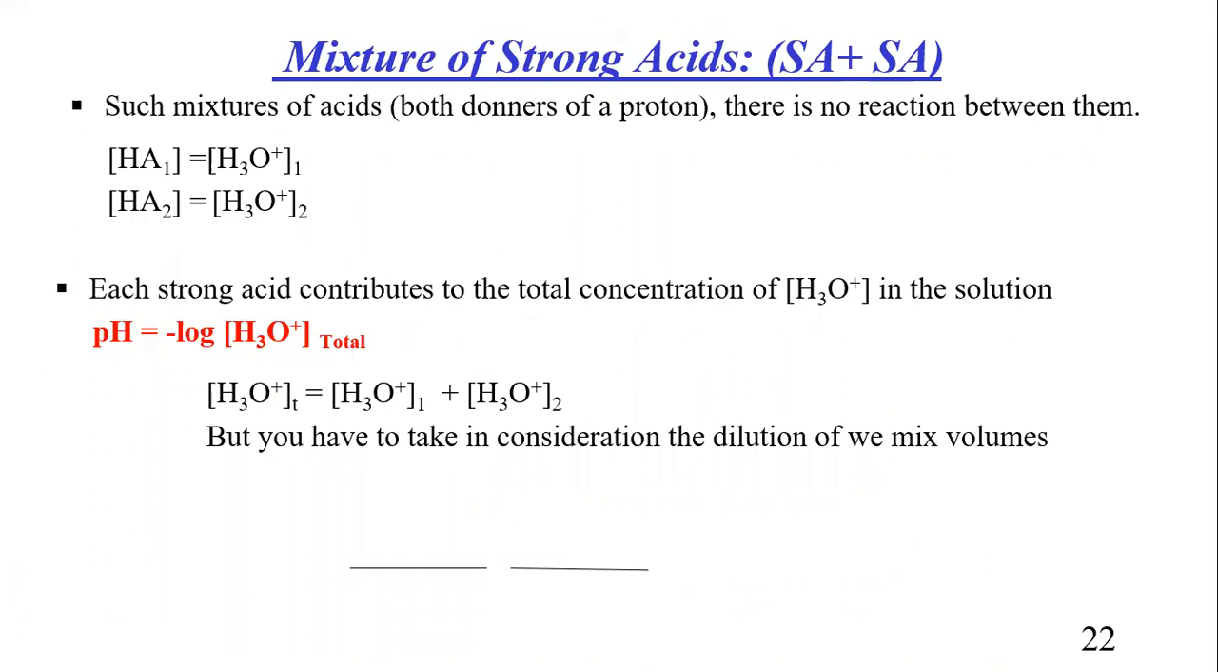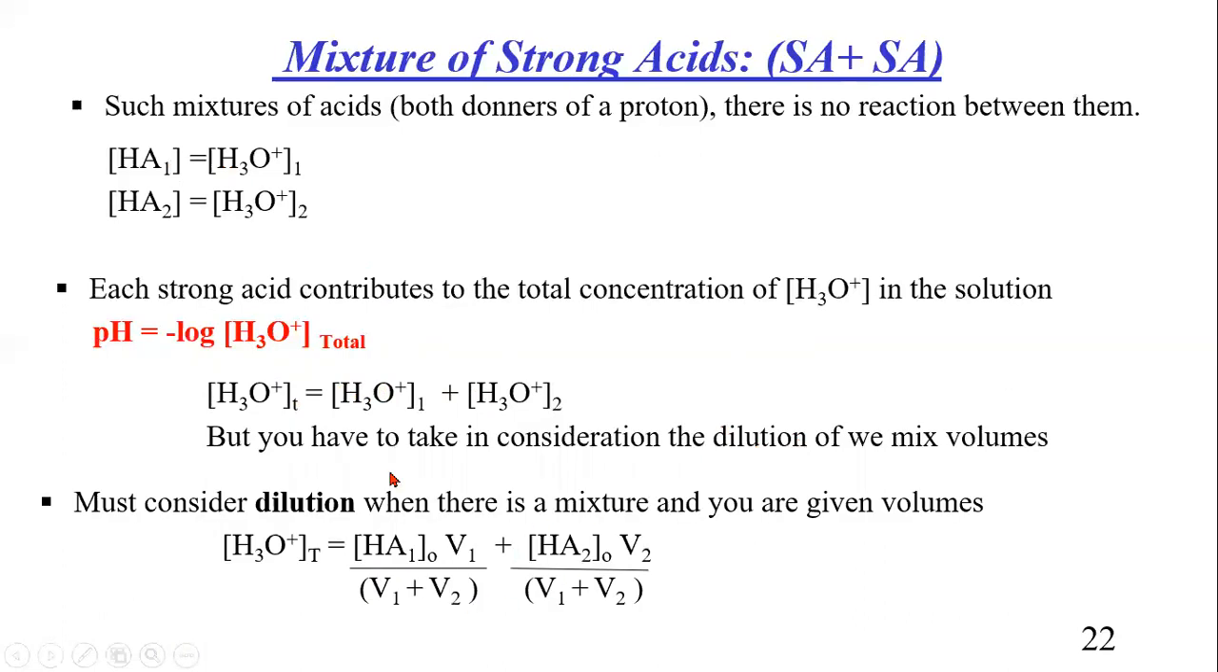Okay, so mixtures of two strong acids, to get to the point directly. Both acids will contribute to the H3O+ concentration, and then the pH will be minus log of the H3O+ total. Sounds very easy. Well, it is. But what I have to do is calculate this H3O+ total. And no, it's not just the addition of the initial concentration of this acid plus the initial concentration of that acid, because we have a dilution, because I have a mixture.